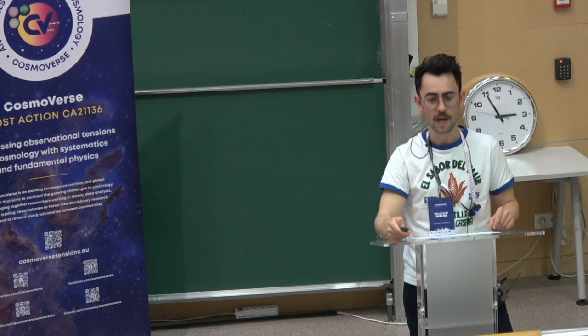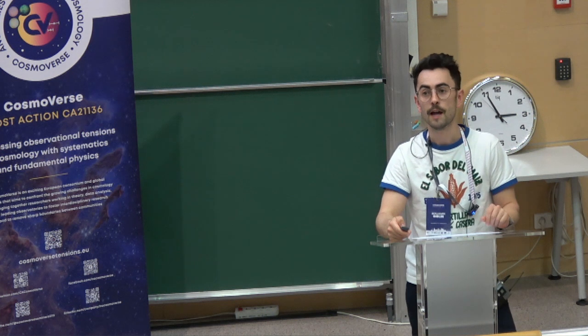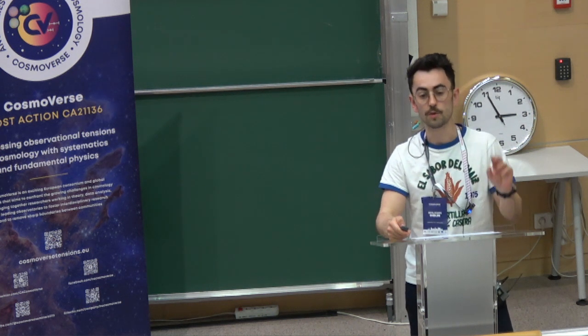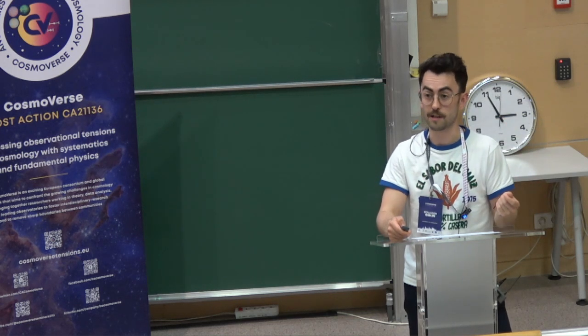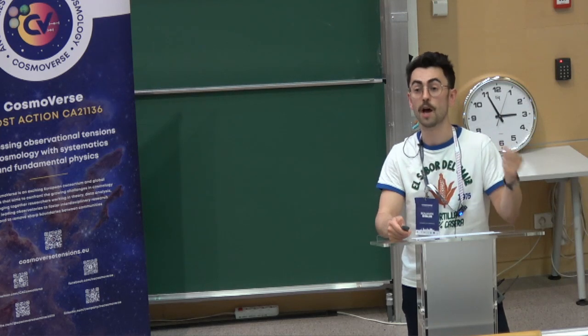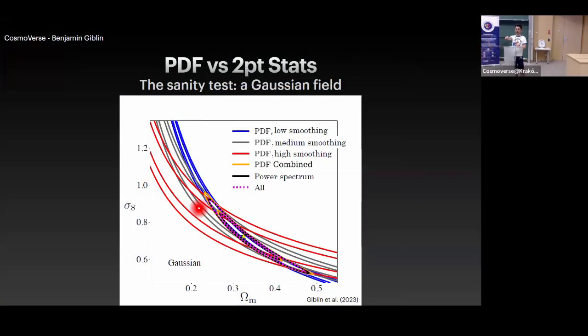Okay, so when we started this analysis, we wanted to do some sanity checks first of all. And the first thing we looked at is, do the constraints from the lensing PDF fit with our expectations for a Gaussian field, where we know that 2-point statistics will be optimal. So that's what we did. Here we have the constraints on omega m and sigma 8. And the red, grey, and blue contours here are all from this lensing PDF as you change the amount of smoothing, so you're changing the scales of the structures which you probe.